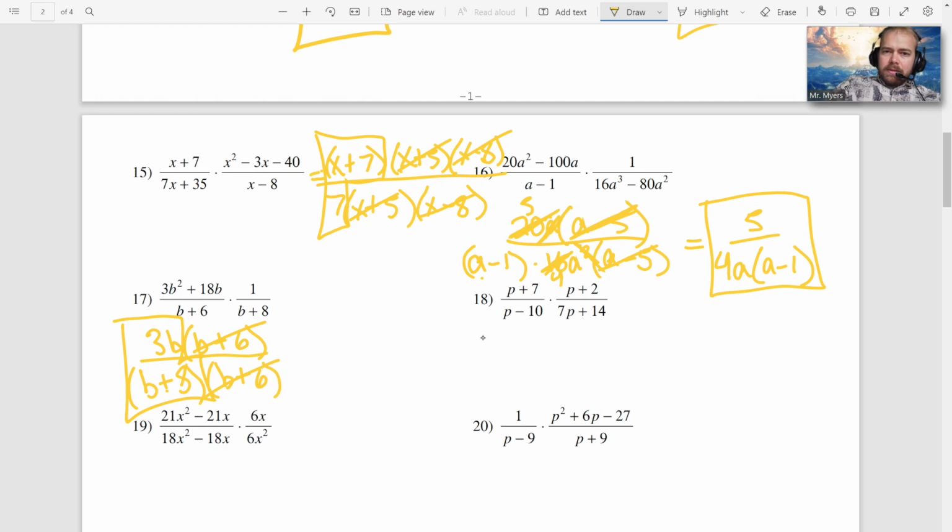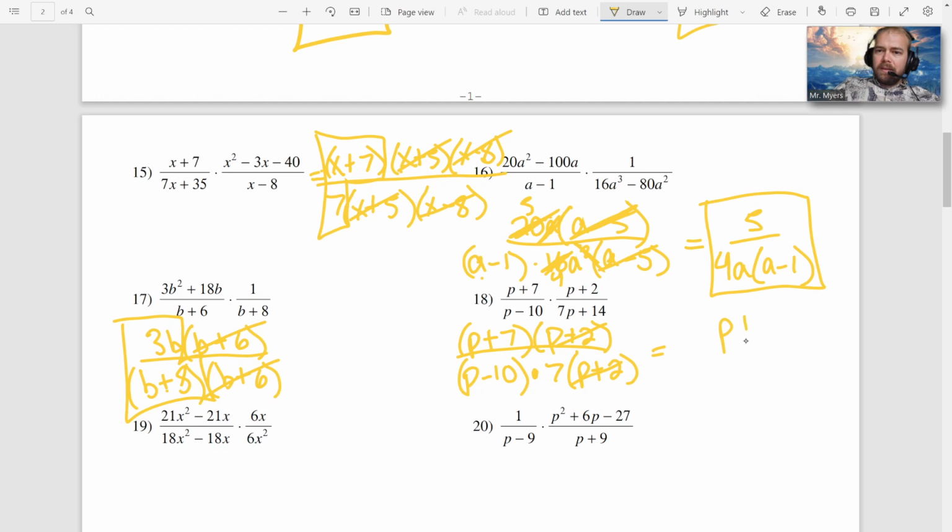We've got p plus 7 times p plus 2 over p minus 10 times, here we have 7p plus 14, so that's a 7 that comes out, and then p plus 2 left over. P plus 2's cancel, and on the top now, all I have left over is p plus 7. On the bottom, I have a 7.